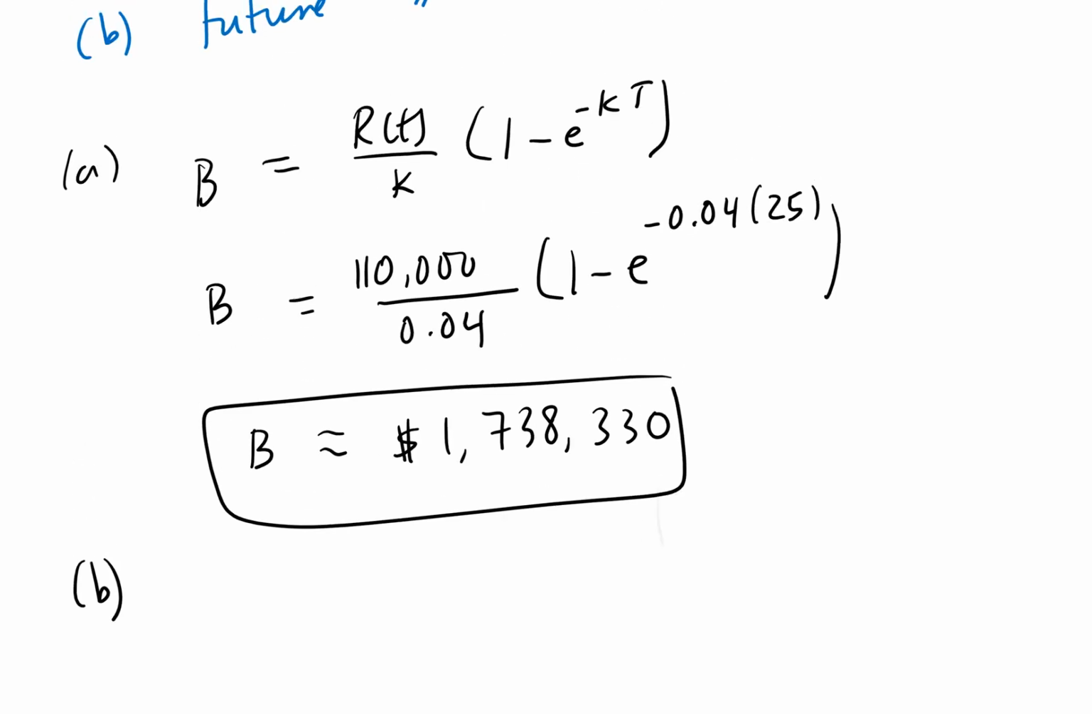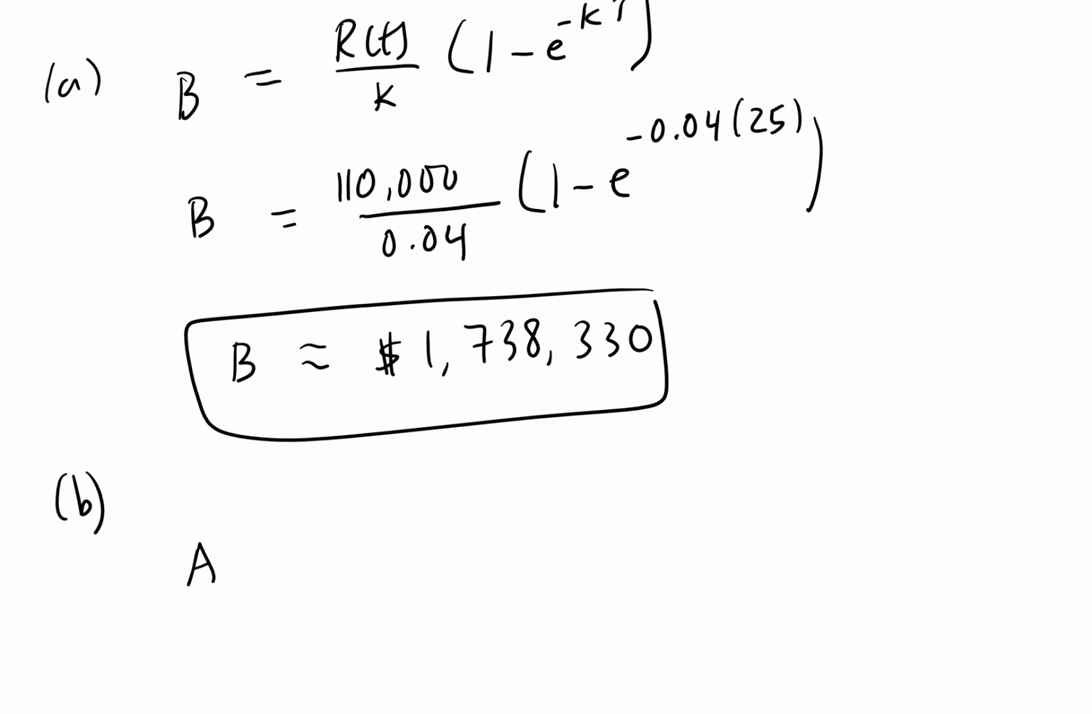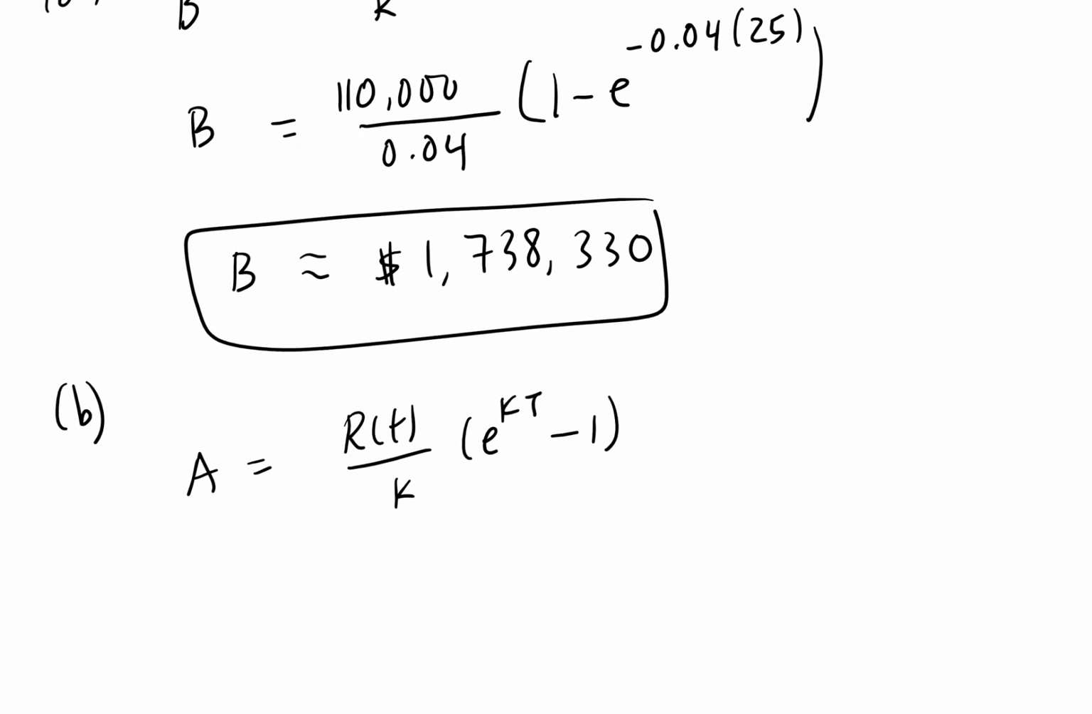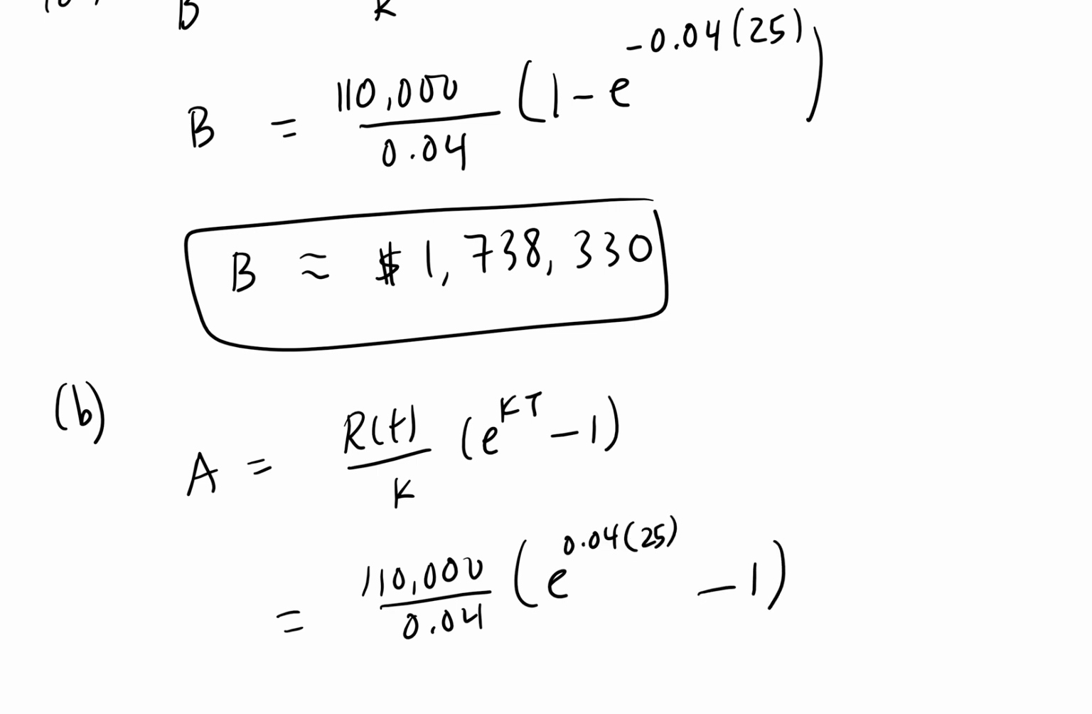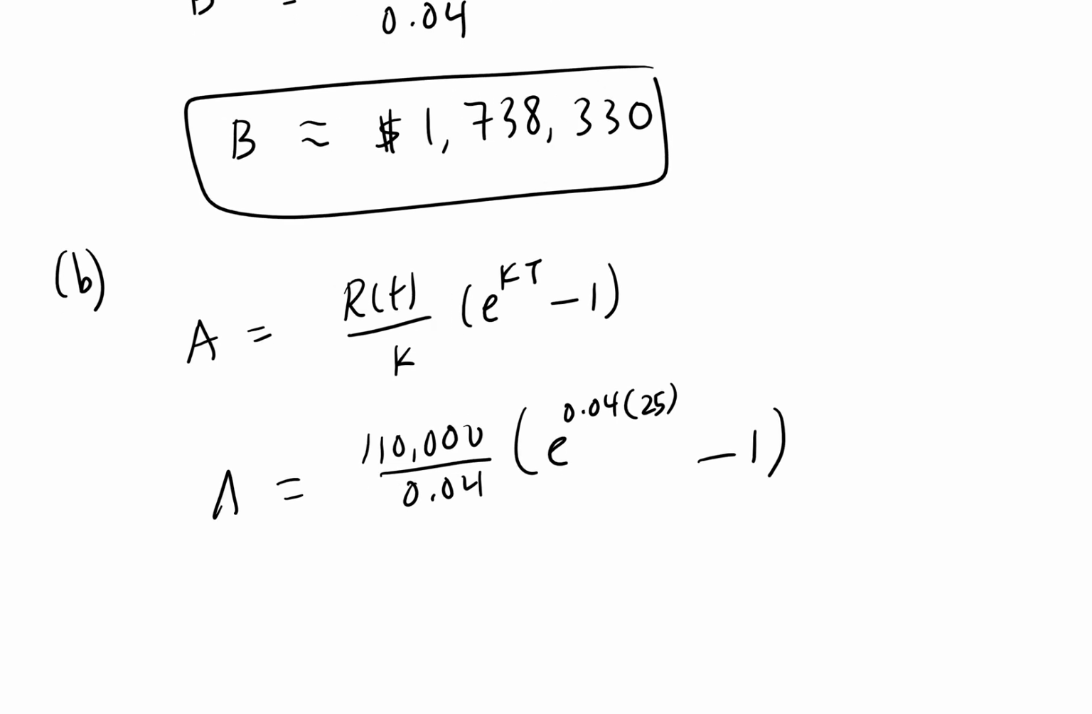Now for the future value, we also give you the formula. A equals r of t over k times e to the kt minus 1. Again, same numbers, 110,000, 4%, e to the 0.04 times 25 years minus 1. That gives 4,725,280.